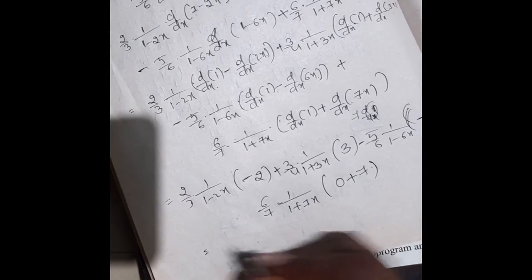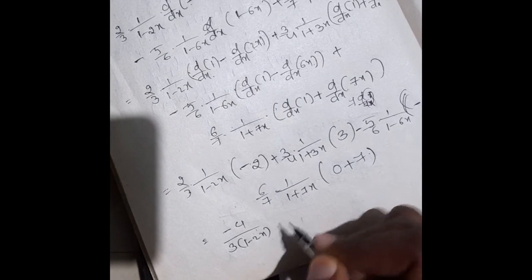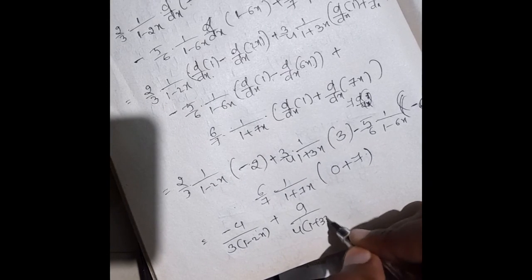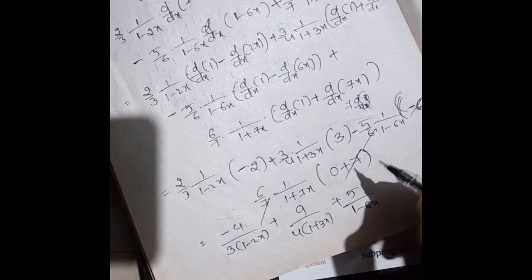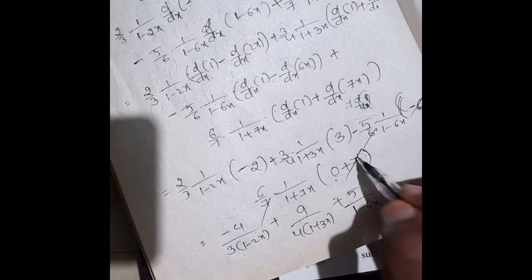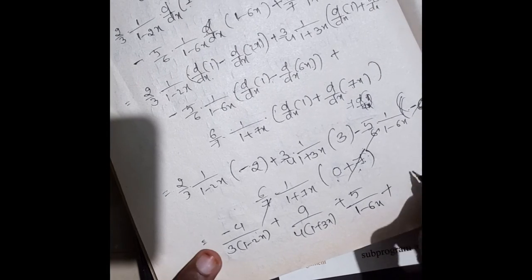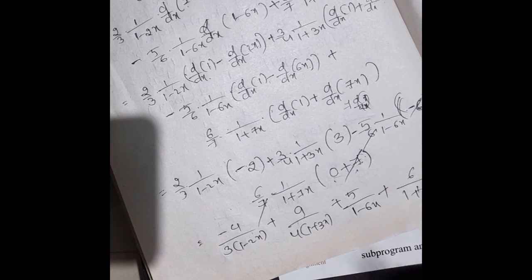So now 2 into minus 2, minus 4 by 3 (1 minus 2x). Plus 3 into 3, 9 by 4 (1 plus 3x). Minus 6 and 6 cancel, minus into minus plus, 5 by (1 minus 6x). Now 7 and 7 cancel. Actually here 0 plus 7, it is 7. We should not cancel anything which is in place, but here 0 plus 7 becomes 7, that's why we can cancel. Plus 6 by (1 plus 7x). Right? This is what we got. This is the solution of that question.